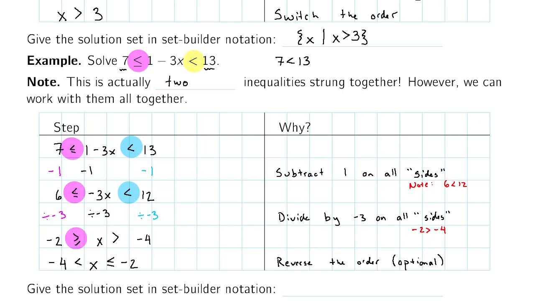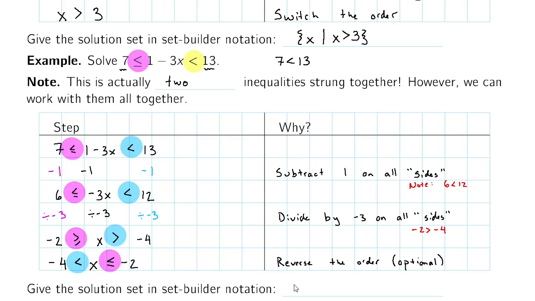this is the relationship between x and negative 2. It's still the relationship between x and negative 2. This is the relationship between x and negative 4. It's still the relationship between x and negative 4. So the location of those symbols isn't what's important. What's important is which two expressions they're relating.